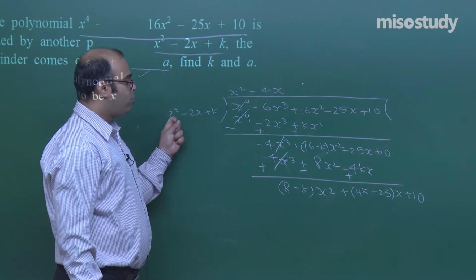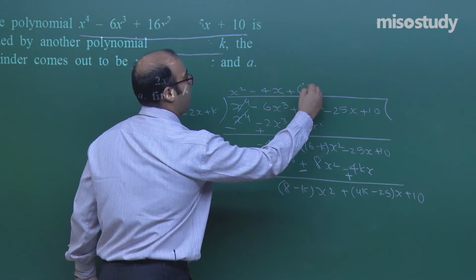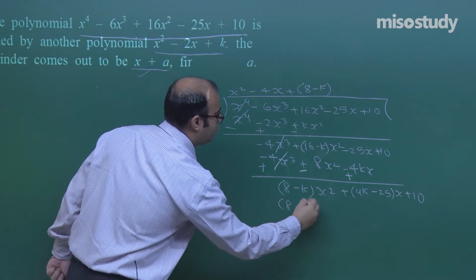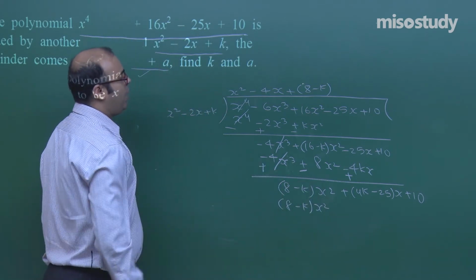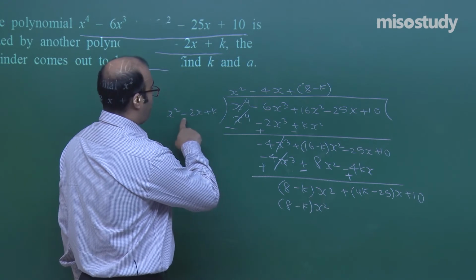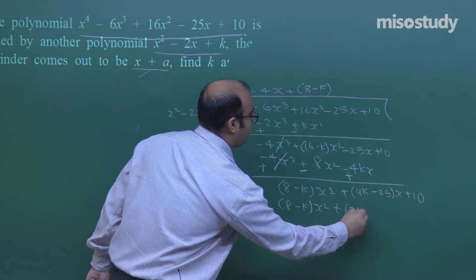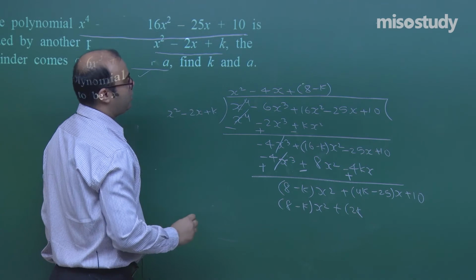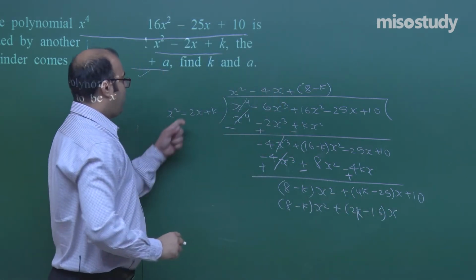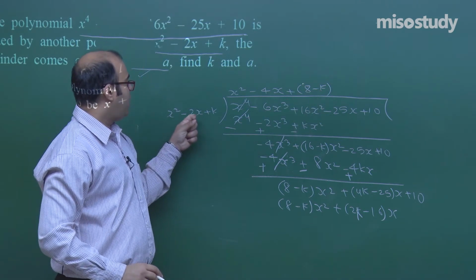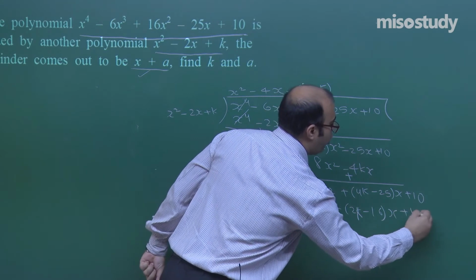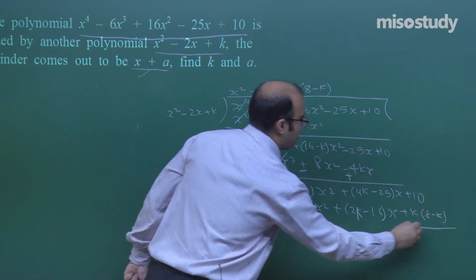Now, we can divide once more. So, we will now multiply with 8 minus k. So, 8 minus k into x square is 8 minus k x square, and the other term is minus 2 into 8 minus k, that will become 2k after multiplication, 2k and minus 16x. This is what we will get here. Minus 2 into minus k is plus 2k, minus 2 into 8 is minus 16. k into 8 minus k is the constant value which is independent of x.